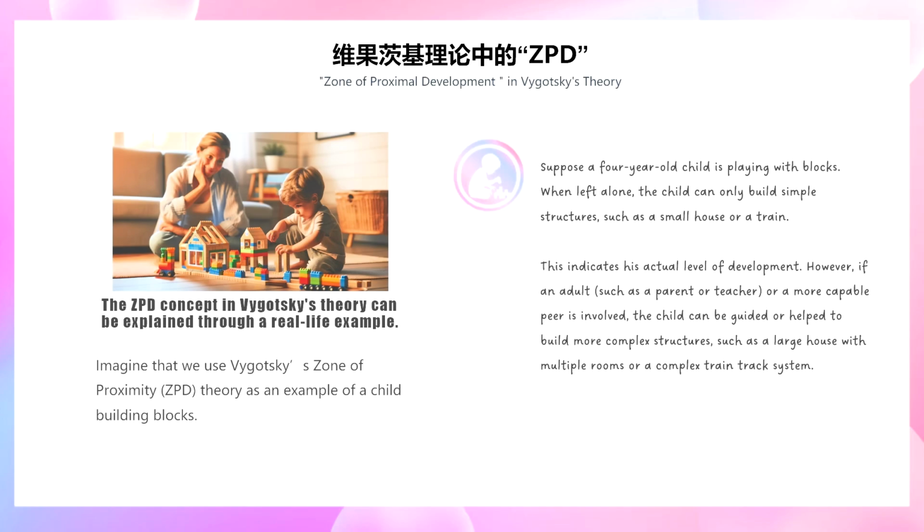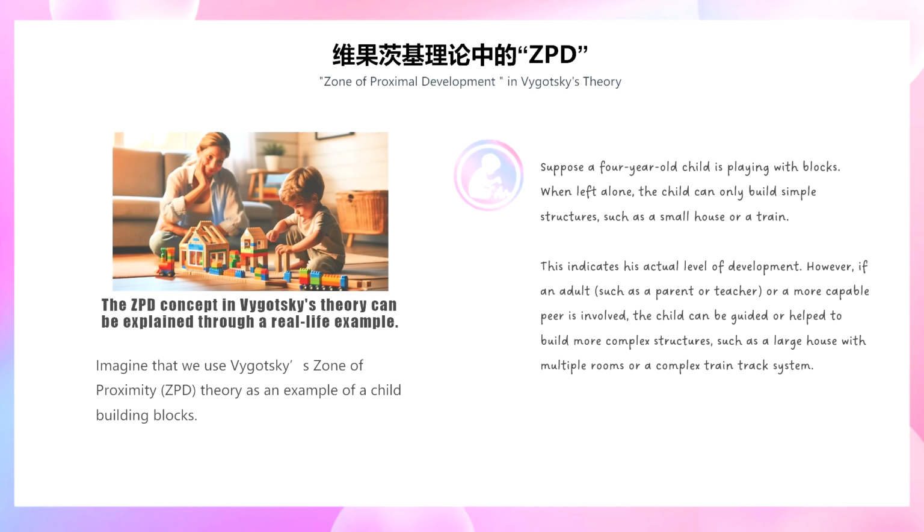Vygotsky's theory has two most important ideas: the zone of proximal development and scaffolding support. Once you understand these 2 points, you'll be fine, and the rest will be integrated. The first is the zone of proximal development.